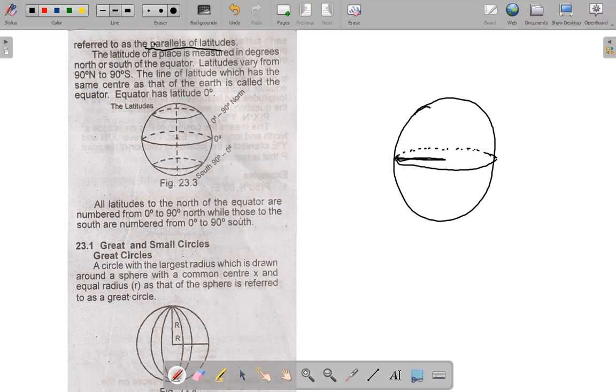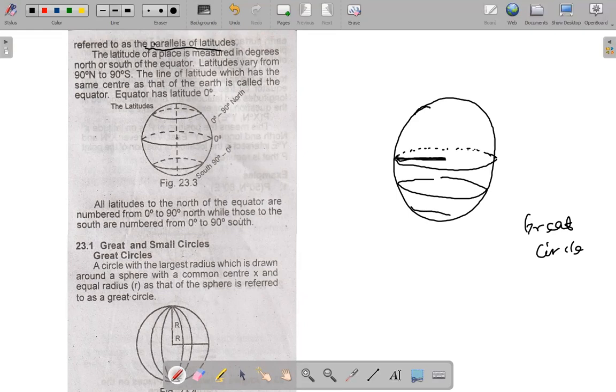So a line like this that has the same radius as the radius of the Earth is called a great circle. Now let's compare that with other lines of latitude. You agree with me that this one is not as big as this, so the radius cannot be the same thing. The radius of this line is smaller than the radius of this.